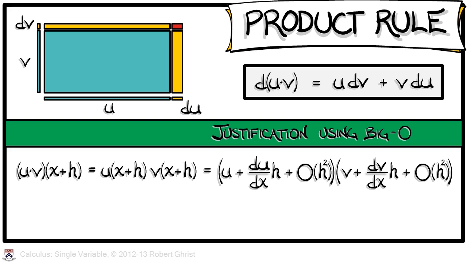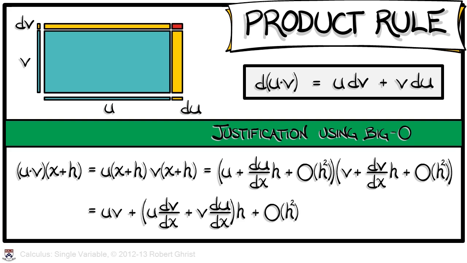If we multiply these terms as if they were polynomials, what do we get? The zeroth order term is simply u times v. All of those terms that are of first order in h have coefficients u times dv dx plus v times du dx. Everything else in that multiplication, as you can check, is going to be in big O of h squared. And so the derivative can be read off from the first order term, and we get the product rule.